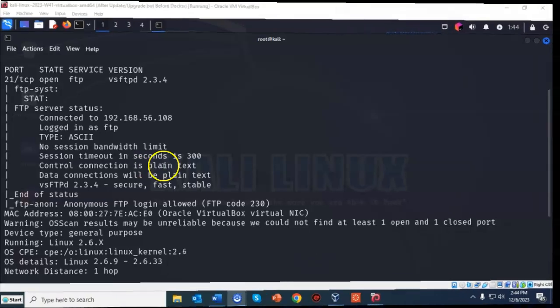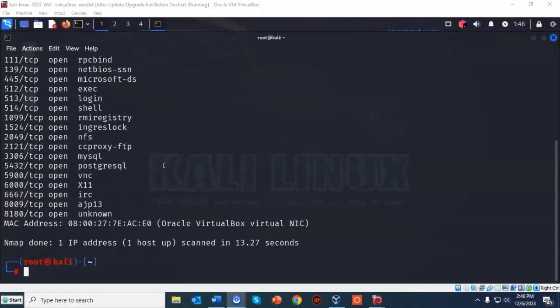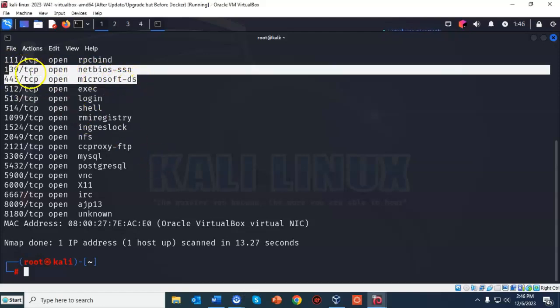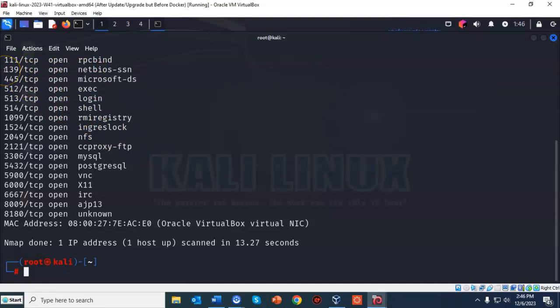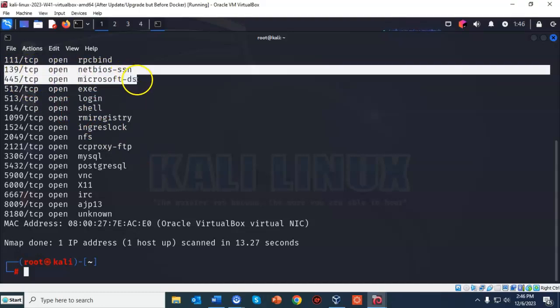and ports. Now we're still looking for vectors that we can use to access this target, and one of those is probably going to be port 139 and 445, which are running SMB. So we see that they are currently right here. So what we're going to do is continue on with our Nmap scan and see what information we can find out about port 139 and port 445.